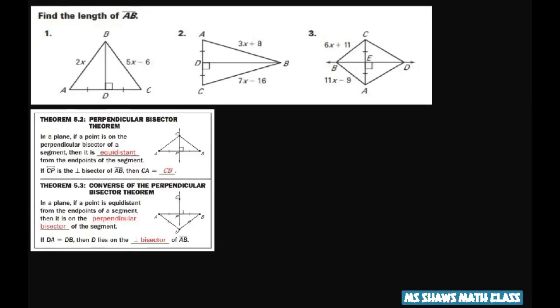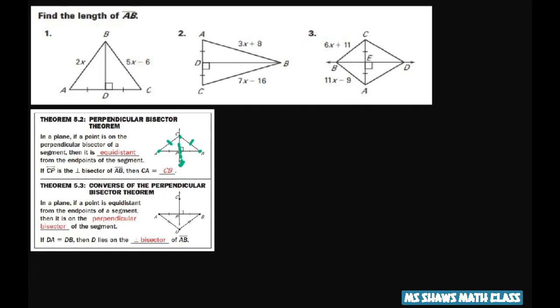Here's your theorem. It says if a point is on a perpendicular bisector of a segment, then it's equidistant from the endpoints of the segment. And if CP is the perpendicular bisector, then CA equals CB. So that's what we're using for this video.